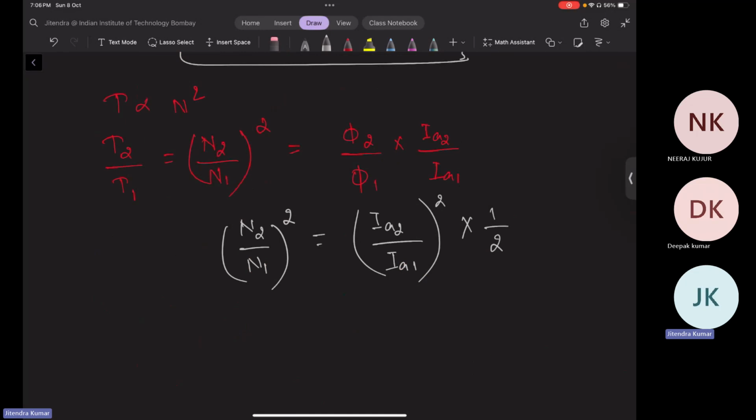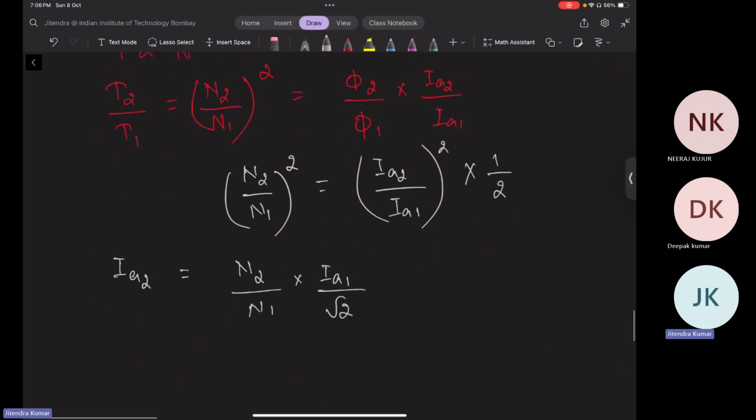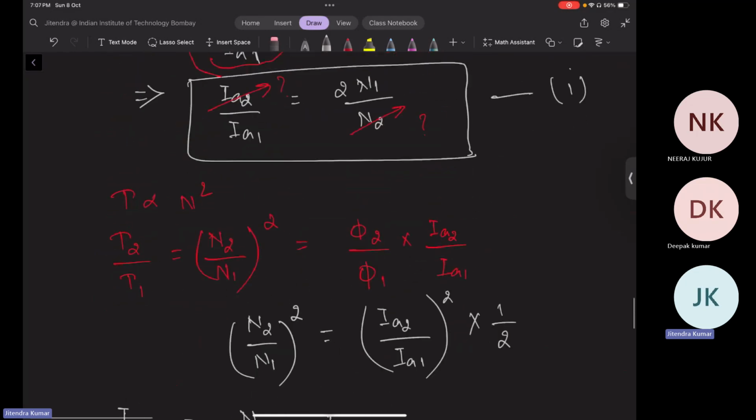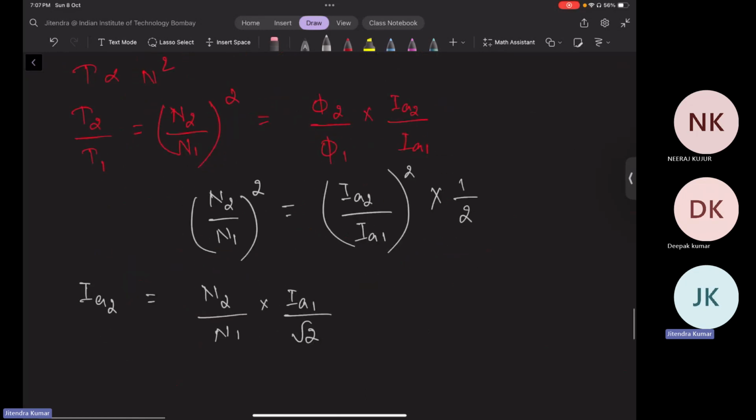So here we will get IA2 in terms of the speed, N2 by N1 into I1 by root 2. So IA2 by IA1, we get two different conditions. Okay, no problem.